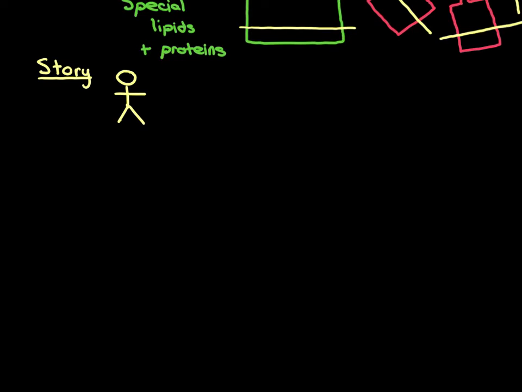So let's say this man is going to develop multiple sclerosis. How does he develop multiple sclerosis? What happens inside his body that doesn't happen in the body of someone who's not going to develop multiple sclerosis, that leads to him getting multiple sclerosis?